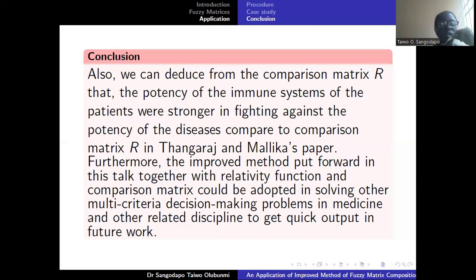So the conclusion we are drawing here is that they have their own results, but we discover that the values we arrived at are higher than theirs. As a result, we can say that the matrix composition is checked by the highest relational value of those patients and diseases. So since we have the highest relational value, you can conclude that our approach is better than their own. And also from the comparison matrix, you can see that each of those patients has the highest value, so they have a strong immune system to fight against the potency of any disease they come across.